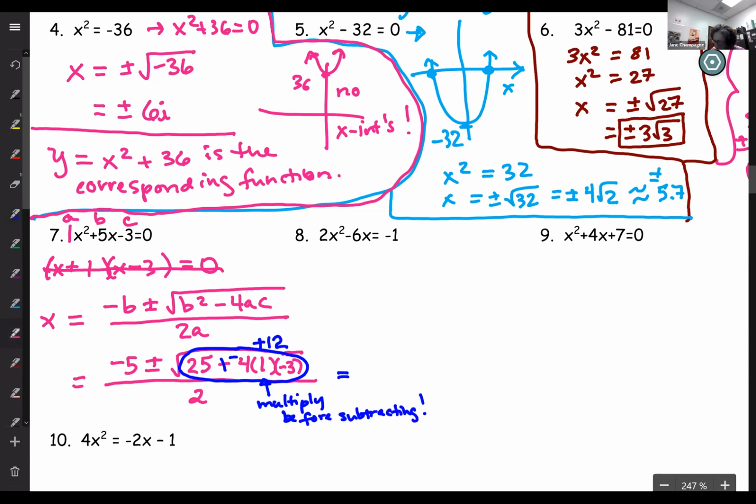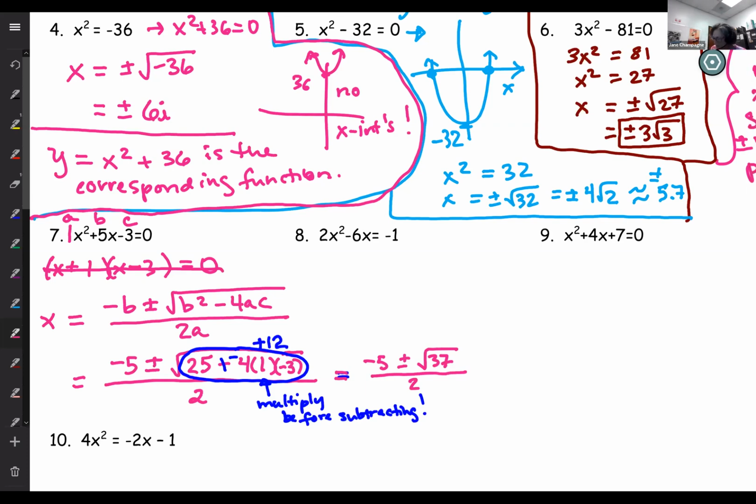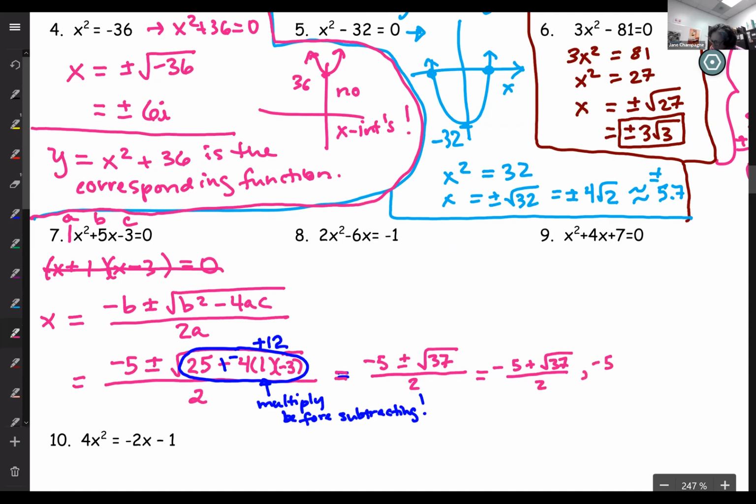maybe I'll go back to pink. 25 plus 12 is 37. I think 37 is prime. Definitely no perfect squares in there. So that means that's as simple as it gets, except you could possibly write them separately, right? There's one with a plus and one with a minus. I'm not sure if XYZ wants you to separate them or not, but it might.